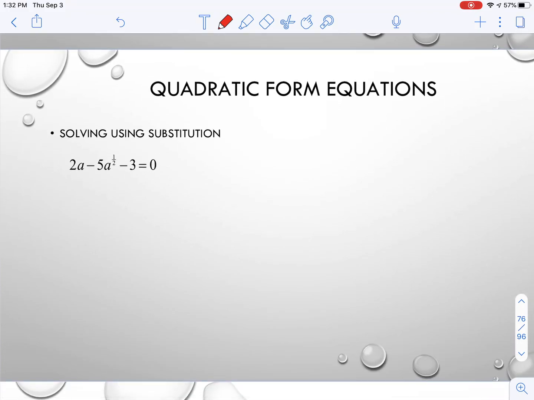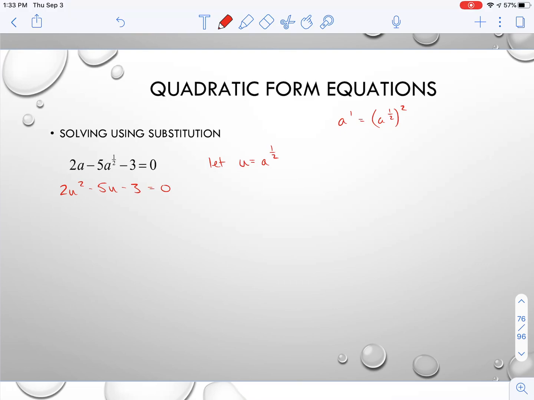Our next example, I have 2a to the first minus 5a to the 1/2 minus 3. And again, here I have something that follows my quadratic form pattern. I have a leading coefficient to a power, and I have the same variable or quantity to 1/2 of that leading coefficient's power. So in this case, I'm going to let u equal a to the 1/2, because again, a to the first is a to the 1/2 squared. So what we're going to have here then is 2u squared minus 5u minus 3 equal to 0.